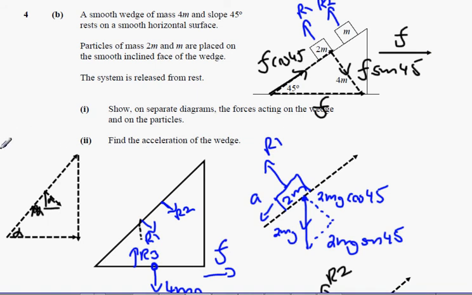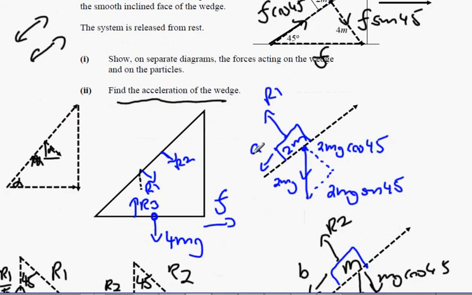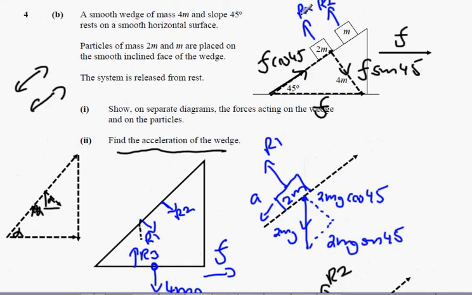Now, the question asks for the acceleration of the wedge. Now, acceleration of the wedge is the following combination. You will not use the particles parallel to the plane. Why won't you use the particles parallel to the plane? Because it introduces A and it introduces B. Not good. What we're going to use is accelerations perpendicular to the plane, because A and B don't exist.